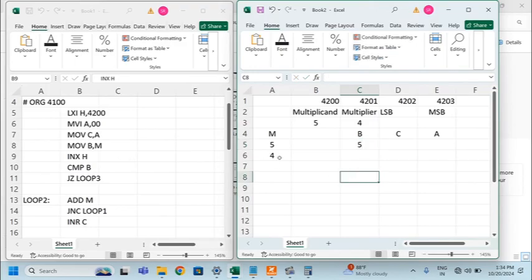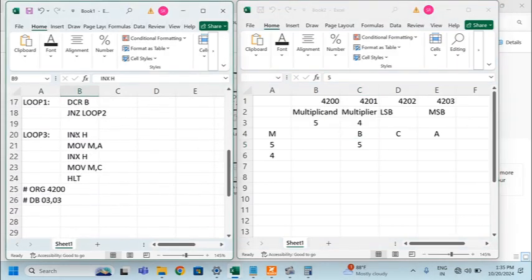Now we are comparing the B register content, that is 5, with the accumulator. Already the accumulator has 0. When it is compared and B is equal to 0, that is, the multiplicand is equal to 0, then we have to go to loop 3. In loop 3 the result will simply be 0, because when 0 is multiplied with any number it becomes 0. So the accumulator has 0, and that is copied to memory.